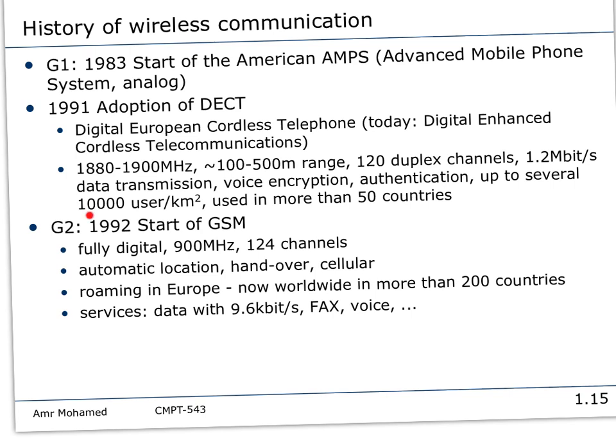The user density was 10,000 users per 1 kilometer. Which means that you can have up to 10,000 users in 1 kilometer square communicating at the same time. But that doesn't mean that all of them are using active communication, because these 10,000 users will share the 120 duplex channels. So you can have concurrent communication from 120 users.